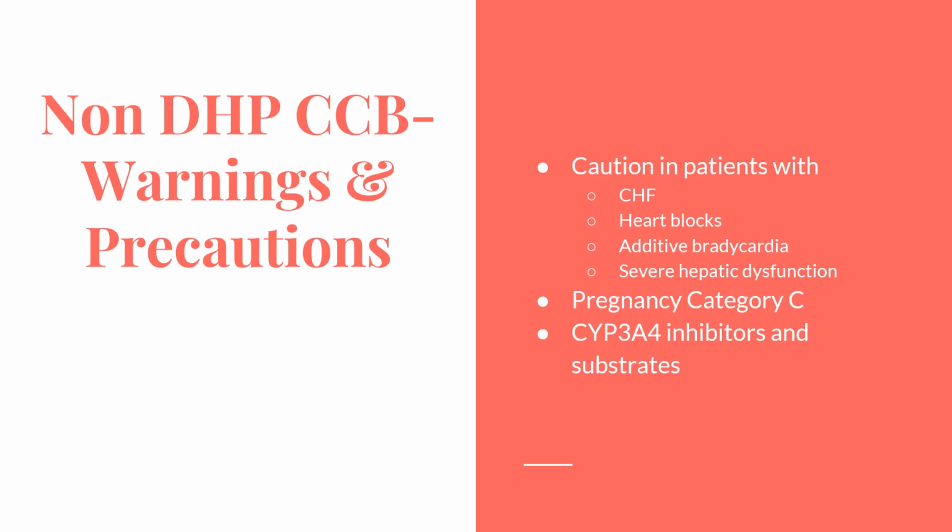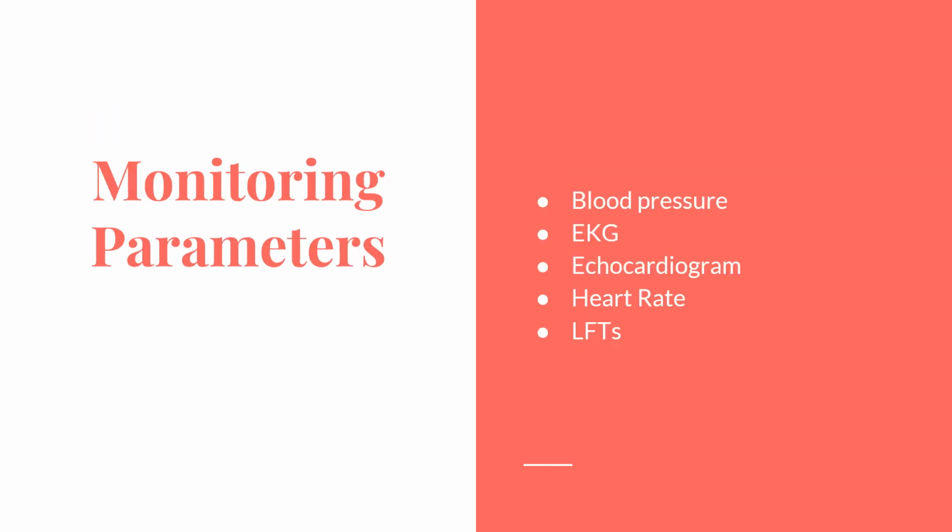Some warnings and precautions for non-DHP calcium channel blockers include caution in the use of patients with congestive heart failure, heart blocks, bradycardia, or severe hepatic dysfunction. Non-DHP calcium channel blockers are pregnancy category C and are CYP3A4 inhibitors and substrates. Some things to monitor in patients taking these medications include blood pressure, EKG or echocardiogram, heart rate, and LFTs.